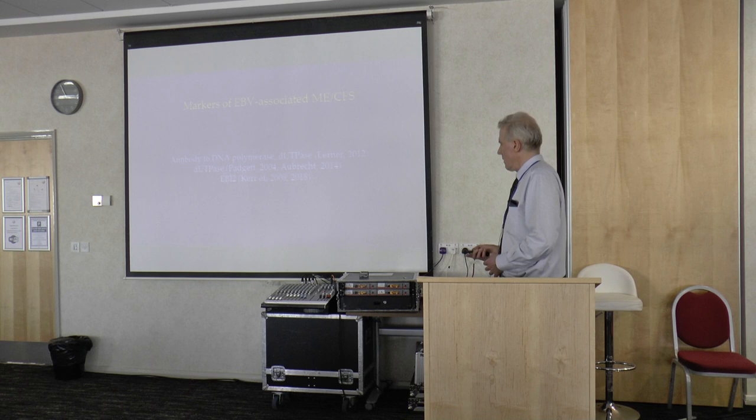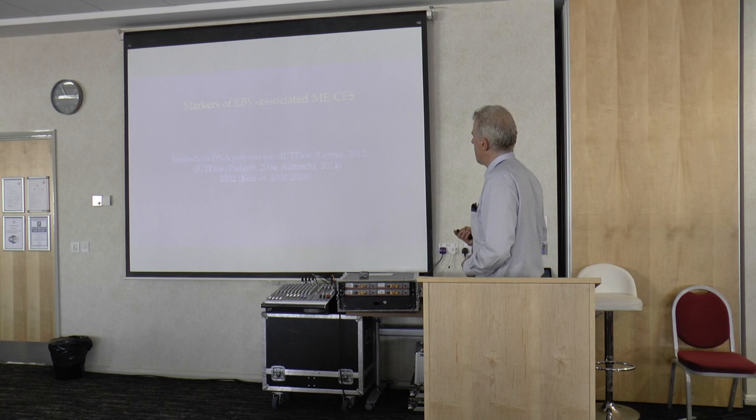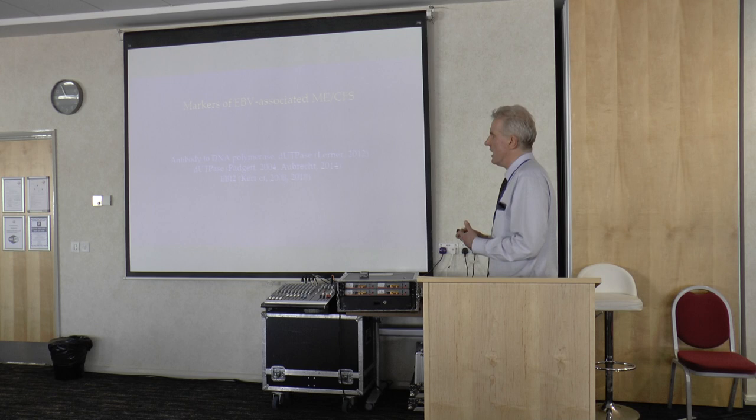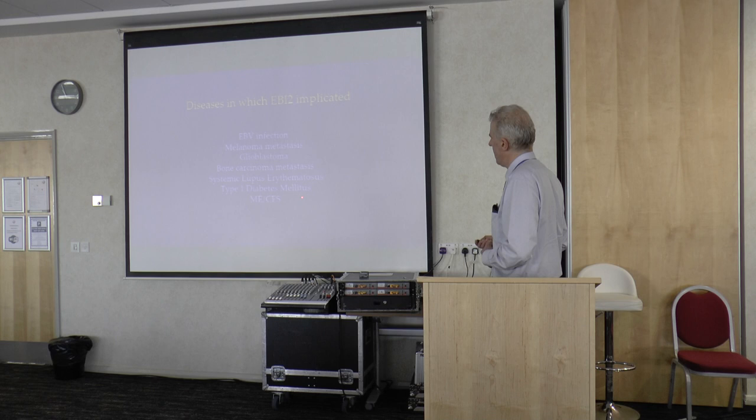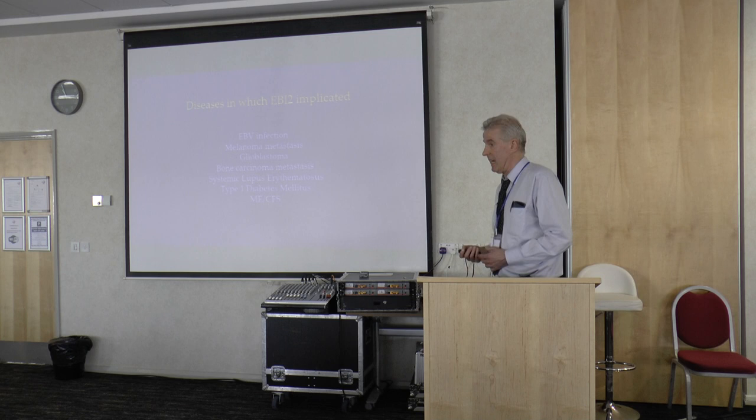So the markers of EBV-associated ME-CFS have variously been reported: antibody to DNA polymerase, antibody to dUTPase by Lerner et al. The dUTPase is a product of EBV reactivation and can be produced with incomplete EBV reactivation. And these were the publications of Ronald Glaser's group in Ohio. And then EBI2. So this gene is implicated in these diseases: EBV infection, melanoma metastasis, glioblastoma, bone carcinoma metastasis, SLE, type 1 diabetes, and the work you've seen, ME-CFS. It's also actually been implicated in asthma in 2017.